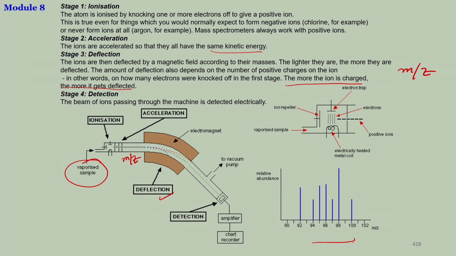So, this would be the M by Z here. The higher you go, the higher the M by Z, which means it will be deflected more and come out later, and you will see the lines at different masses. Whatever mass or whatever components you have, you will see it here.